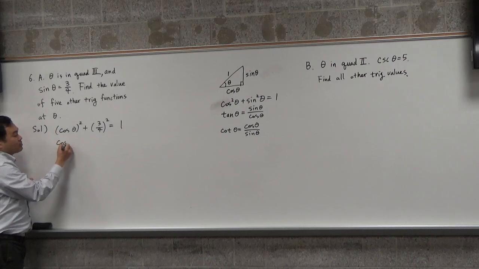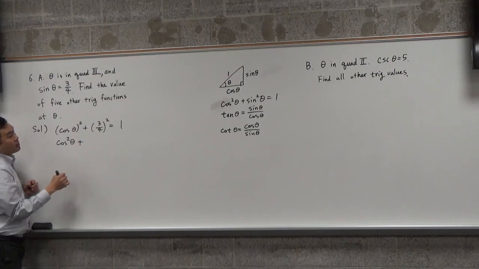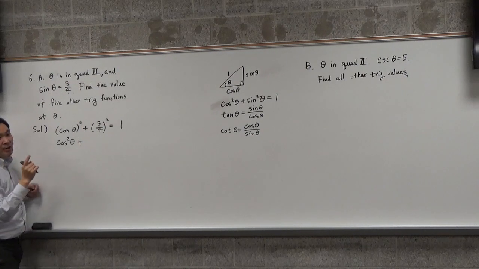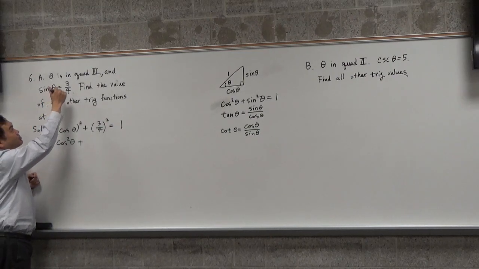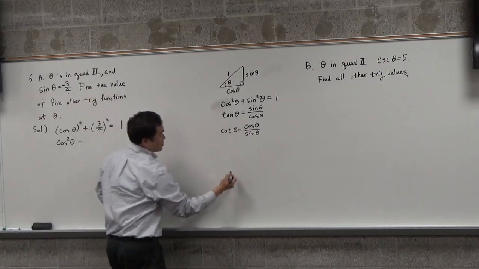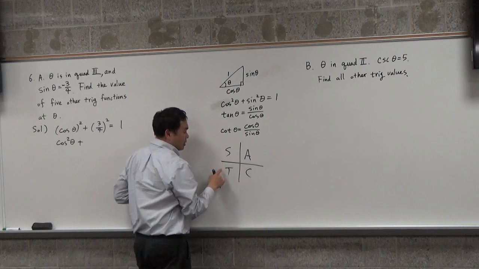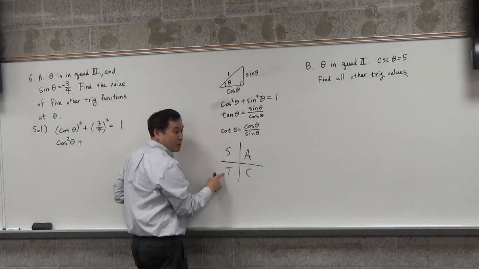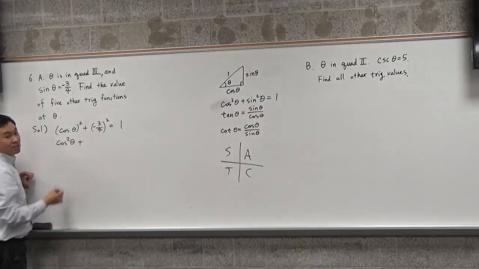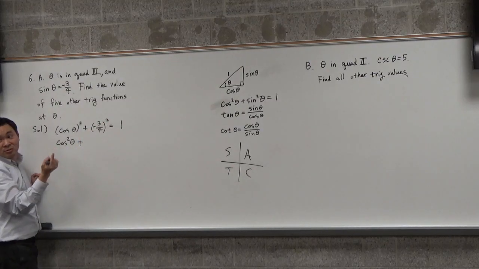So let's write this further. Cosine squared theta. What is (3/4) squared? Oh, I just realized there's a typo that I forgot to correct. This should be negative, minus, because in quadrant 3, all students take calculus. In quadrant 3 sine is negative, only tangent is positive. Cosine and sine are negative. So this should be minus. But negative doesn't do anything if you square it, it's still positive.